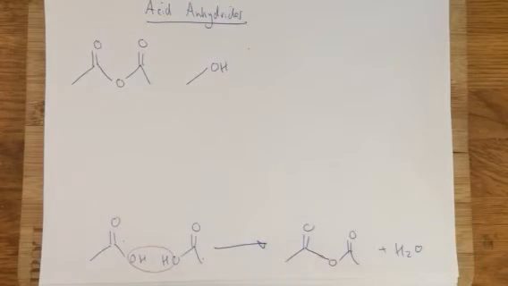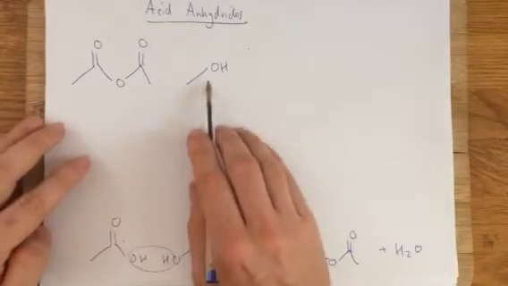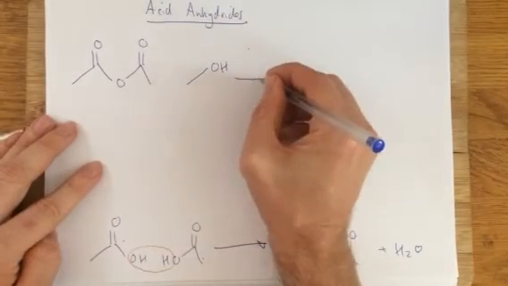So again, what I'm going to go through here is just a quick way of figuring out how to get to your products. I'm not suggesting this is the actual mechanism, it's just a quick way of getting the correct answer. So it's a hack, basically. So let's say you were asked for this acid anhydride here and that alcohol there.